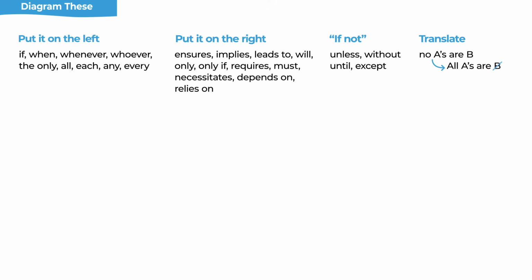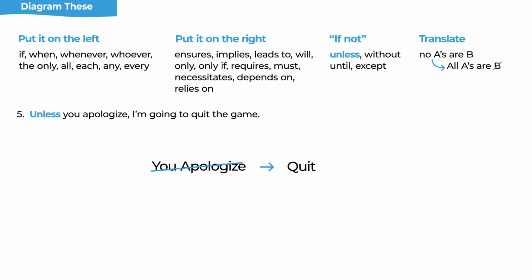Number 5 has the keyword unless. So we either need to use an if not or a required on the right. If we use if not, we're thinking, if you not apologize, I'm going to quit. If we're thinking about requirements, it sounds like I'm saying, hey, you need to apologize. The apology goes on the right. If you want me to not quit, then that requires you apologize.